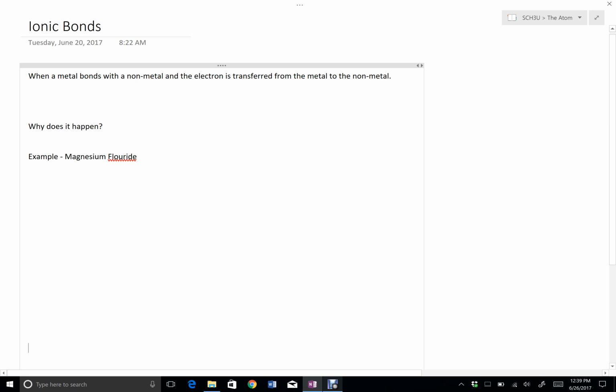Ionic bonds. When a metal bonds with a non-metal and the electron is transferred from the metal to the non-metal, we call that an ionic bond.